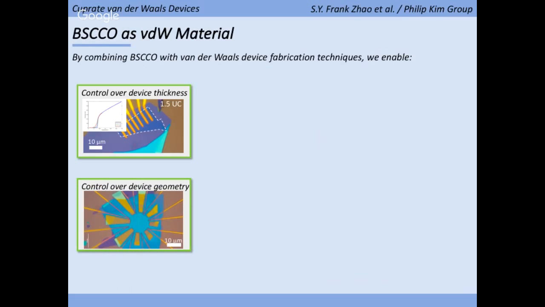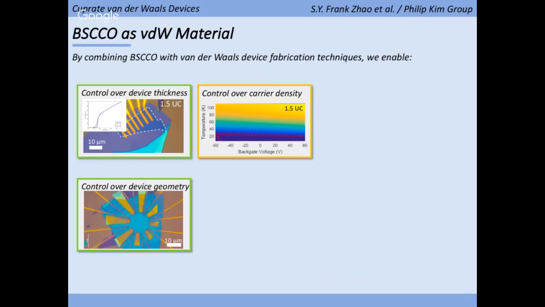At the same time, because you have very thin crystals, you can also very gently etch them into the shape that you want using argon ion milling. And also, because we have crystals where we have isolated the surface and eliminated the bulk, we can actually control the carrier density using a simple trick from semiconductor physics. So here, what I'm showing is a 1.5 unit cell device underdoped to about 20K superconducting temperature.